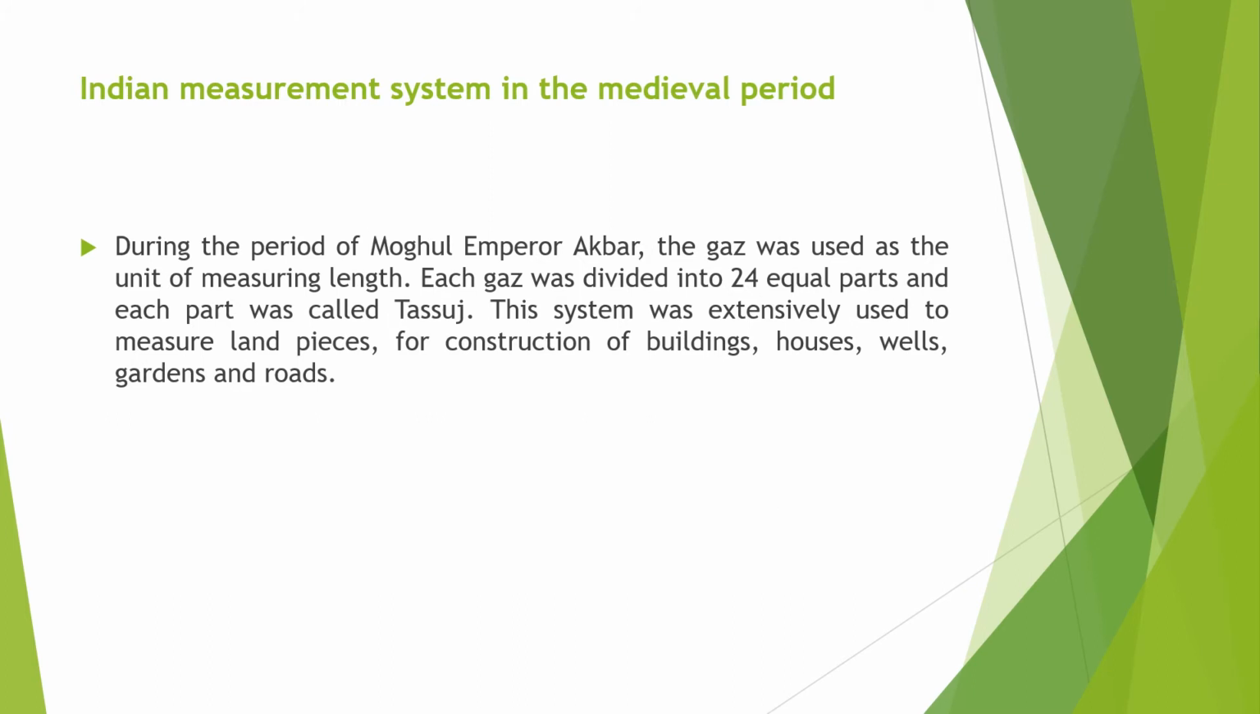During the period of Mughal Emperor Akbar, the gaj was used as the unit of measuring length. Each gaj was divided into 24 equal parts, and each part was called tost. The system was extensively used to measure land pieces for construction of buildings, houses, wells, gardens, and roads.